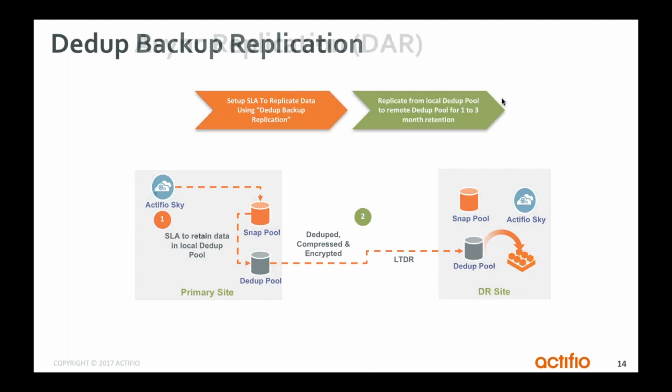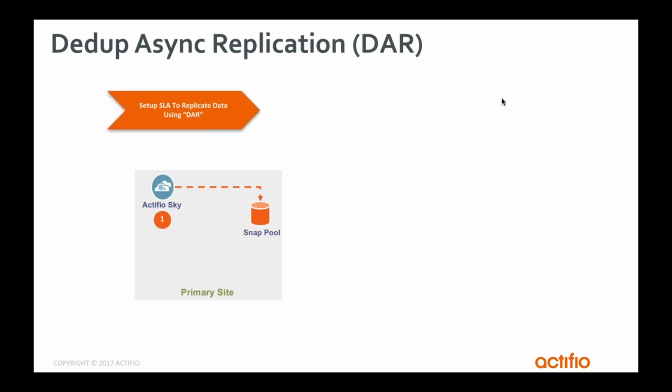Dedup async replication allows you to keep a remote copy of an application's data up to date and ready to use in a failover scenario. Now, DAR is an Actifio proprietary form of replication where initially a full copy of the application data is replicated to a target snapshot pool on the second Actifio appliance, or when a VM is replicated to the data stores of an ESX server. Now, dedup async replication sends deduplicated and compressed data over the network, really at a fraction of the bandwidth required for traditional replication technologies.